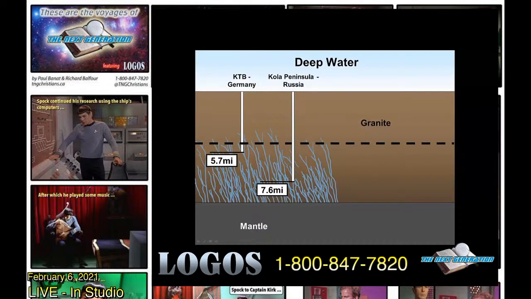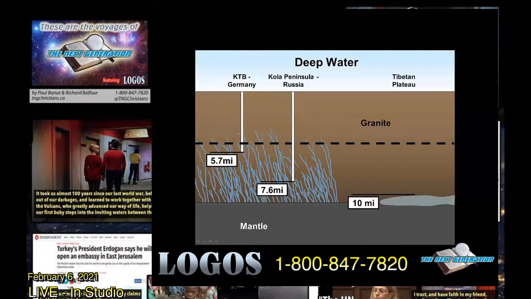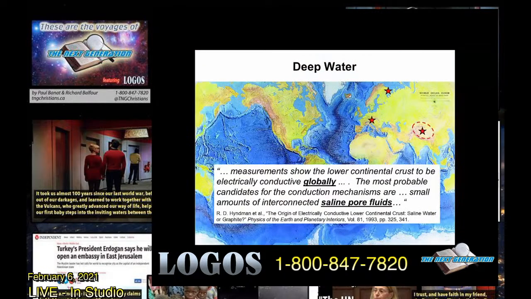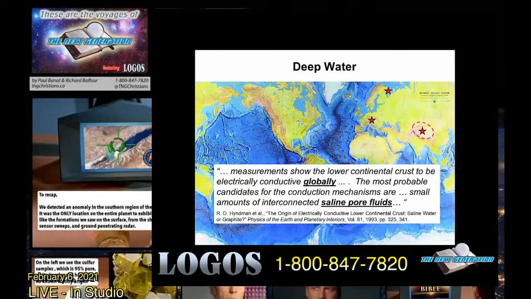More recently, using conductivity measurements, a mile-thick layer of saltwater-filled sediments has been reported 10 miles under the Tibetan Plateau. In fact, deep saltwater appears to be a common trait under all continents.